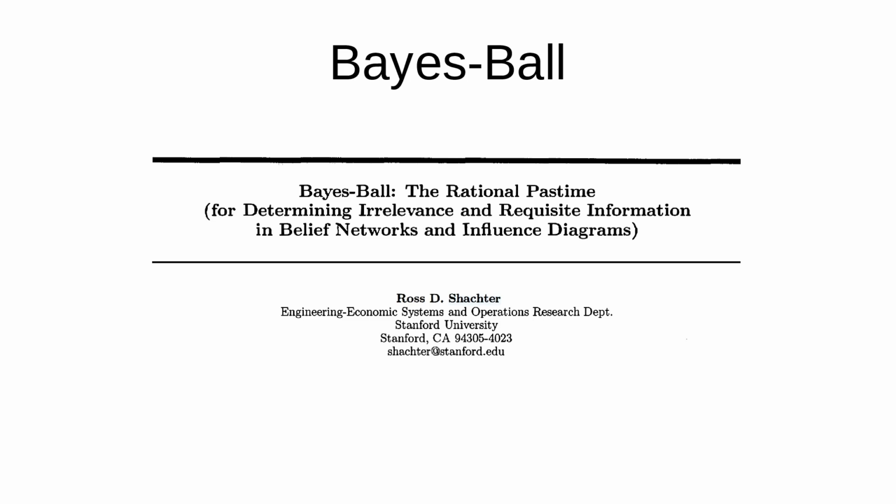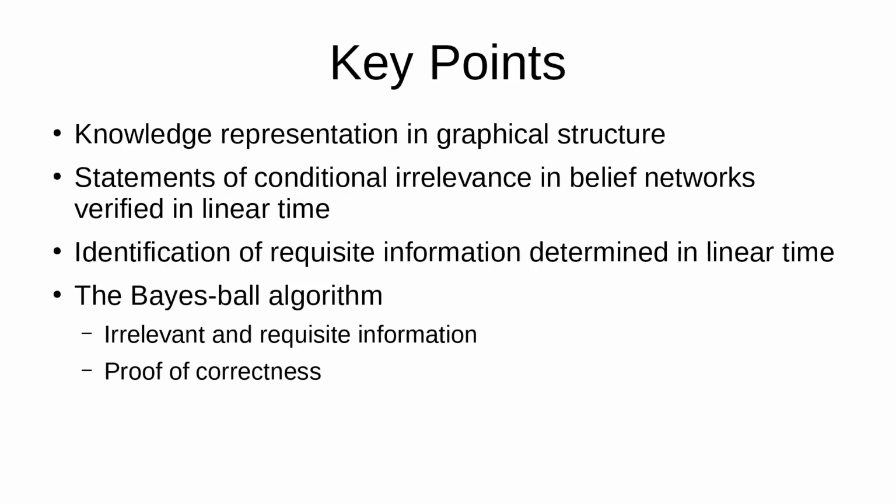Key insights in the paper are as follows. First, belief networks and influence diagrams can efficiently capture and represent a significant amount of knowledge in their graphical structure. Second, statements of conditional irrelevance or independence in belief networks can be verified in time linear to the size of the graph. And third, the identification of requisite information, or the information needed to compute a particular inference query or decision problem, can also be determined in linear time.